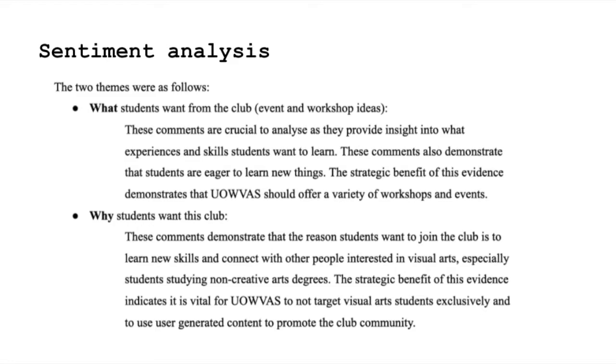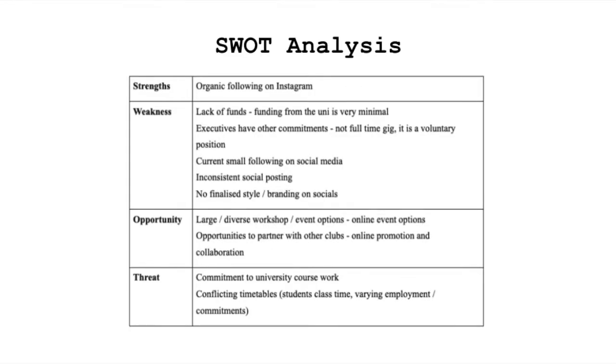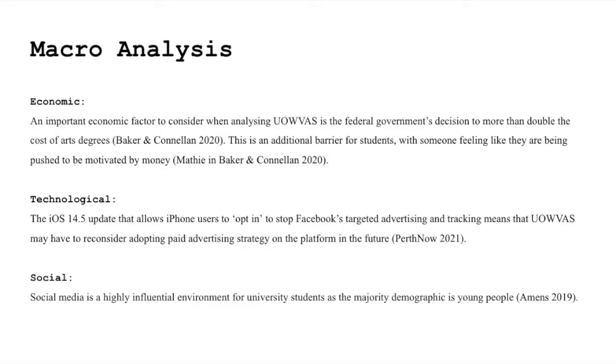The SWOT analysis identified the strengths and opportunities being based on the diversity of potential visual arts content and activities, whereas the weaknesses and threats were based on the organisation being volunteer-run with a low budget. The macro analysis identified the economic threat of the cost of arts degrees doubling, creating a barrier of entry for students. The technological factor of the iOS 14.5 update lowered the effectiveness of Facebook targeted advertising, eliminating it as a viable promotion option, and social media is a highly influential environment for university students.